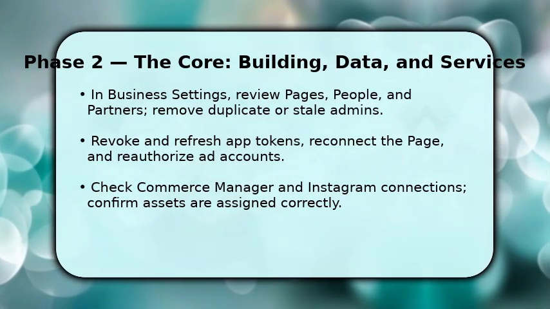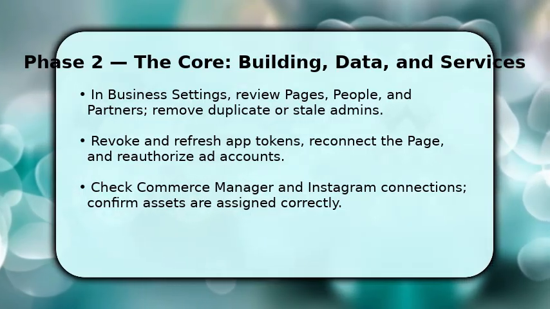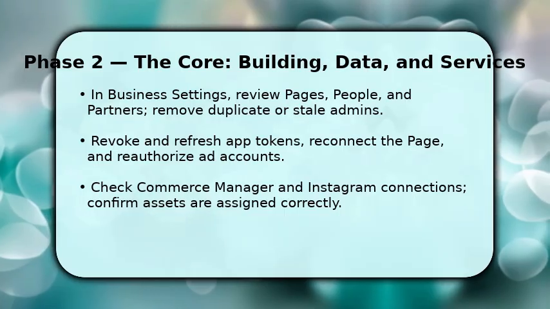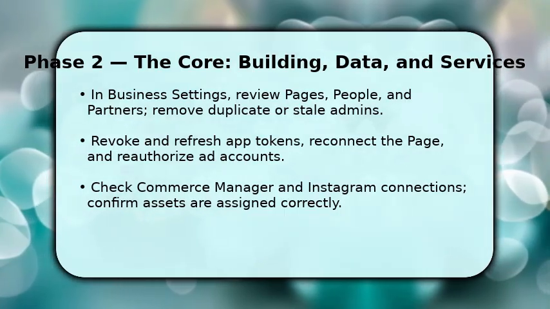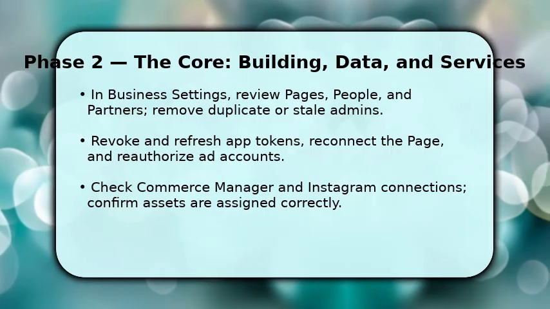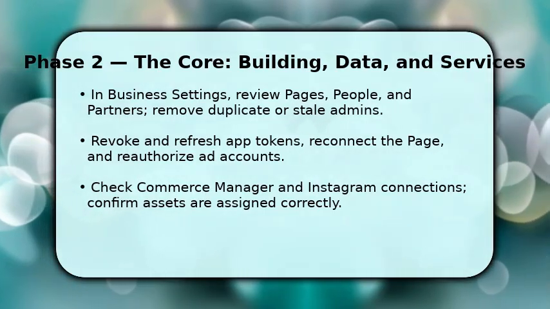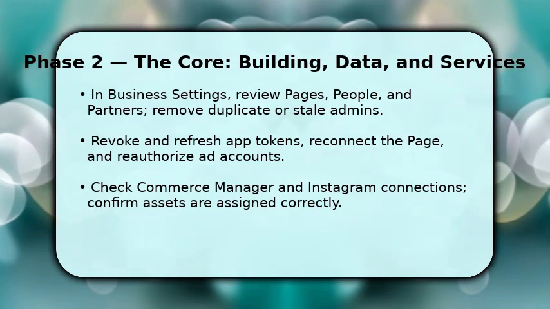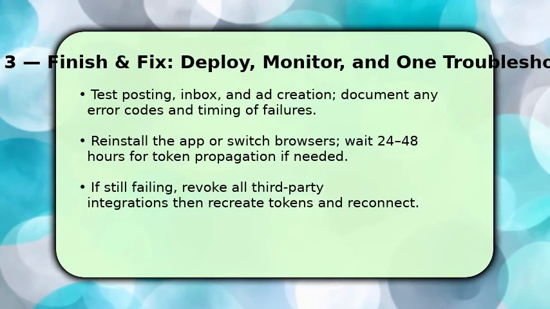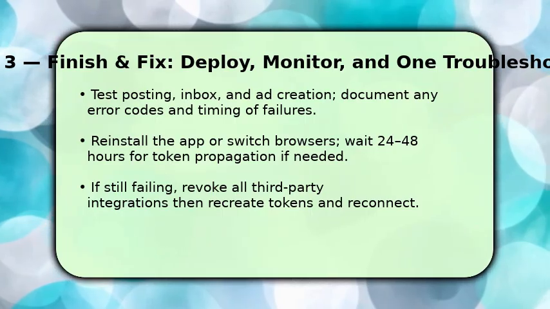Also check Commerce Manager and Instagram connections to confirm assets are assigned correctly. This middle phase resolves token mismatches and asset ownership issues, which is why taking each step in sequence matters. To finish, test posting, the inbox, and ad creation. Note any error codes and when failures occur.